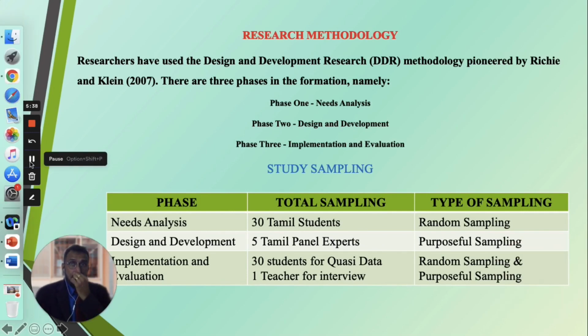So, the study sampling. For the need analysis, we use 30 Tamil students as total sampling. In phase 2, design and development, we use 5 Tamil panel experts from throughout Malaysia. We chose 5 Guru Cemerlang of Bahasa Tamil to evaluate the Sorkuviam technique. And for the implementation and evaluation, we got the data from the total sampling of 30 students for our quasi-experimental data, and 1 teacher for interview. The types of sampling that we use are random sampling and purposeful sampling.